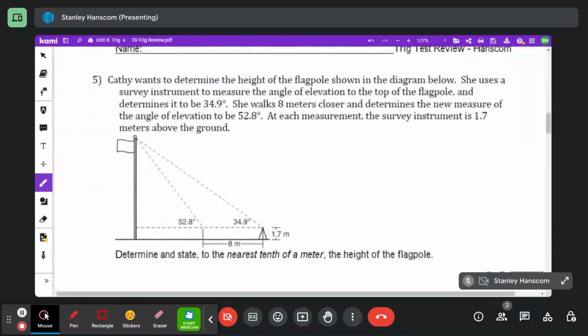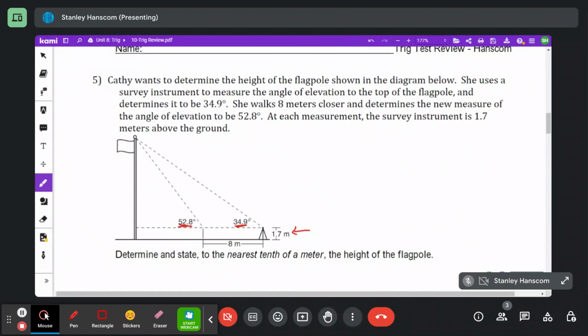So here's number 5. Kathy wants to determine the height of the flagpole, shown in the diagram below. She uses a survey instrument to measure the angle of elevation to the top of the flagpole, and it's 34.9, so we can see we are given that angle. She then walks 8 meters closer, and then we have a new angle. Because we got closer, we have to look with more of a steep angle up to the top of the flagpole. That instrument that she's using is 1.7 meters high. We are going to have to take that into account. It wants us to find the height of the flagpole.